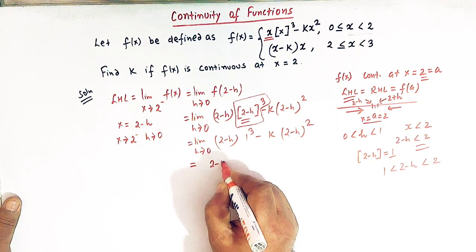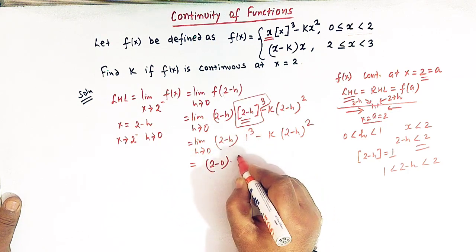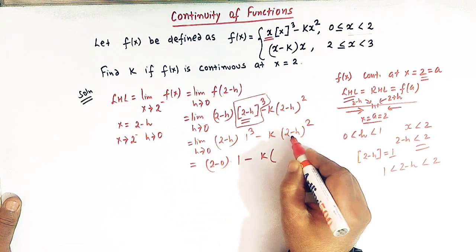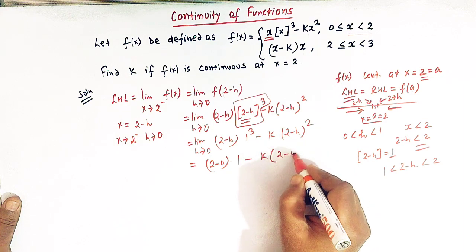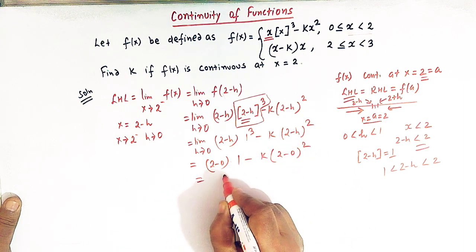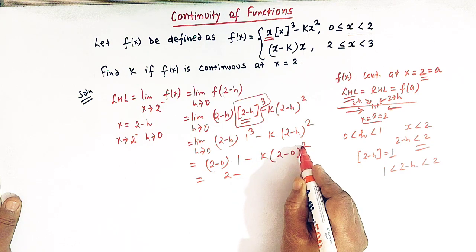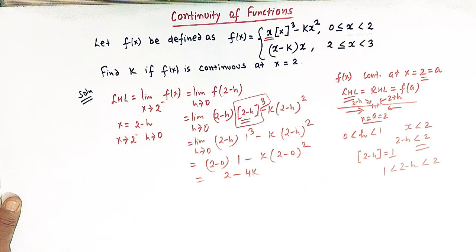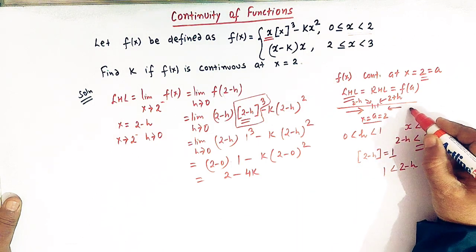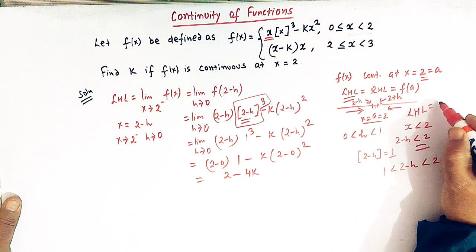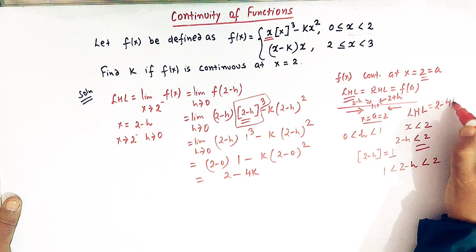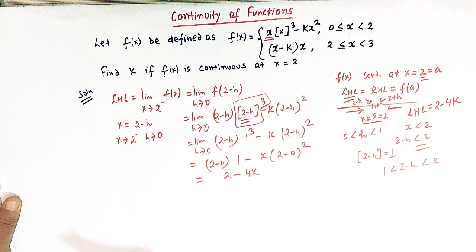So we have 2 minus 0, 1 cube is 1, here we have k, here we have (2 minus 0) square. So 2 minus 0 is 2, 2 square is 4, so this is 4k, right? So the left hand limit is equal to 2 minus 4 times k. Let us find out the right hand limit.